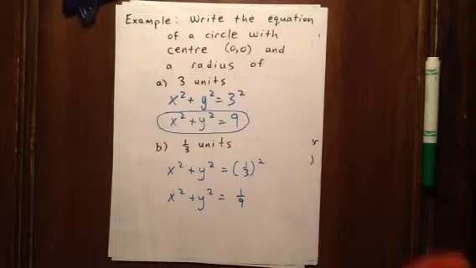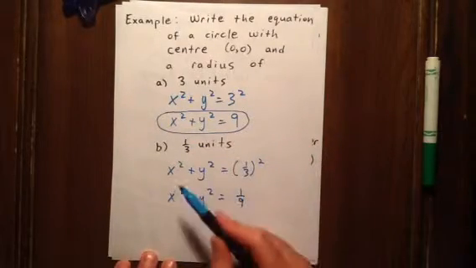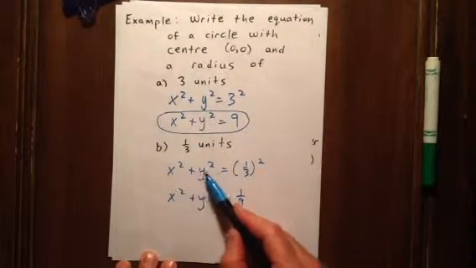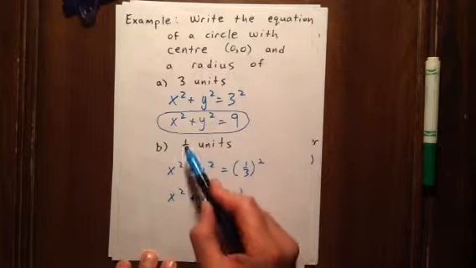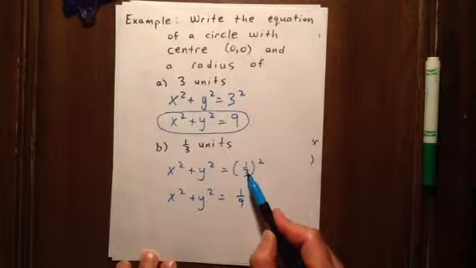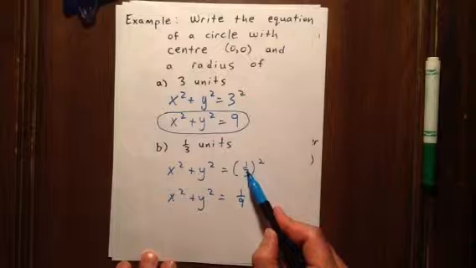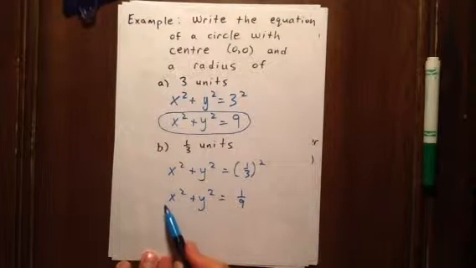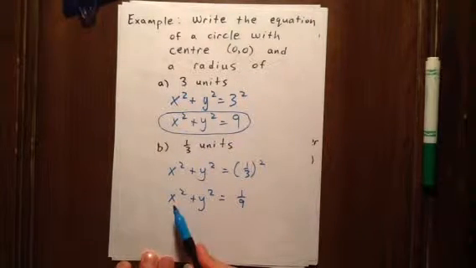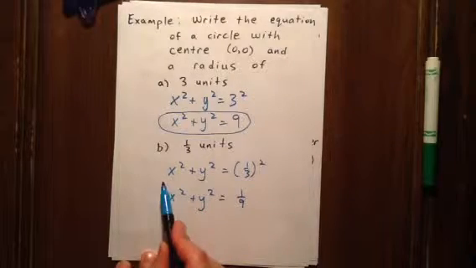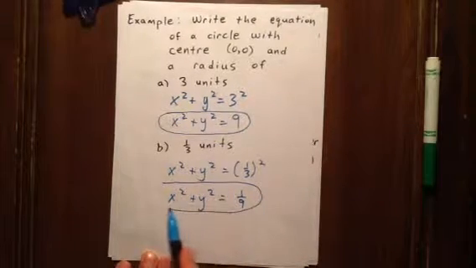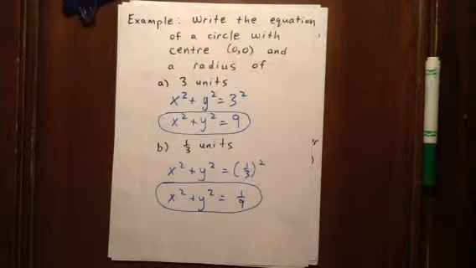Well, what if the radius is 1/3 units? Then instead of saying x squared plus y squared equals r squared, we plug in 1/3 for r. Since 1/3 times 1/3 is equal to 1/9, we can say that the equation of the circle centered at the origin with a radius of 1/3 is x squared plus y squared equals 1/9.